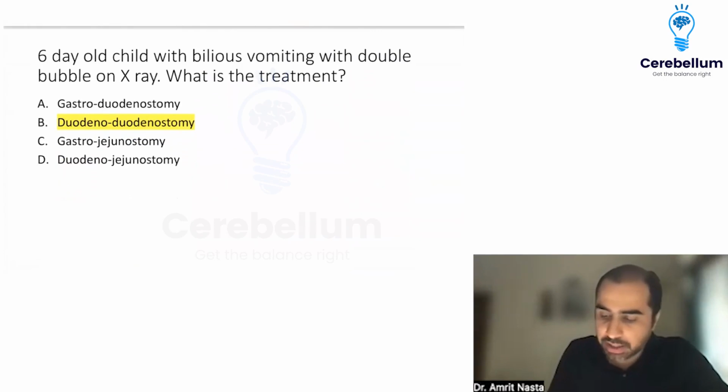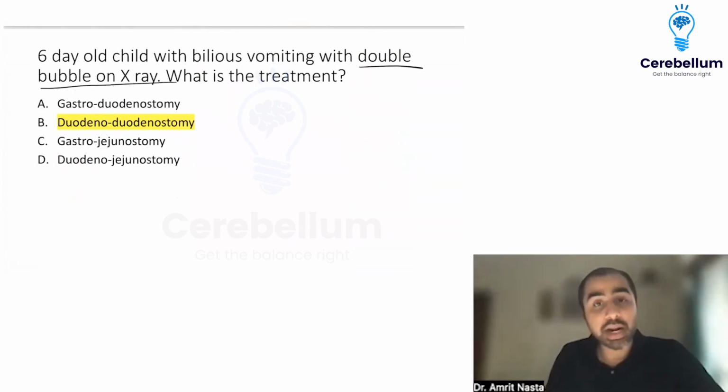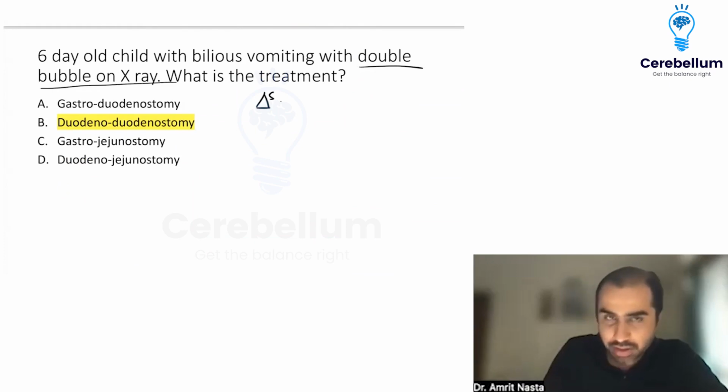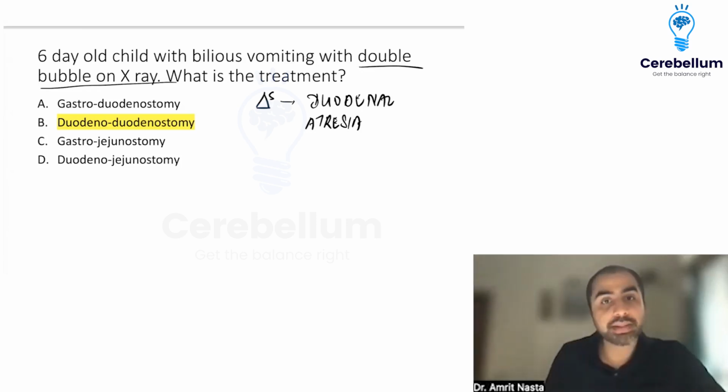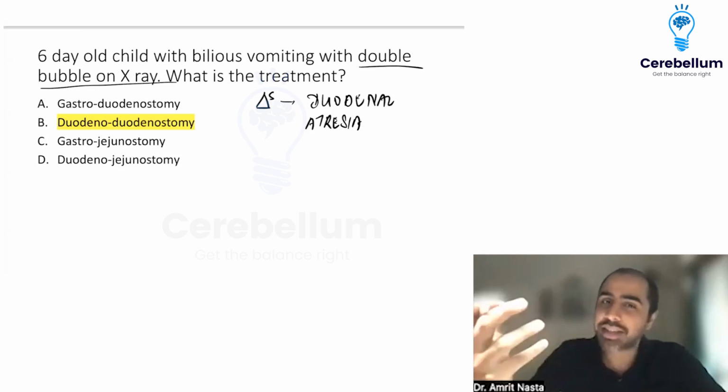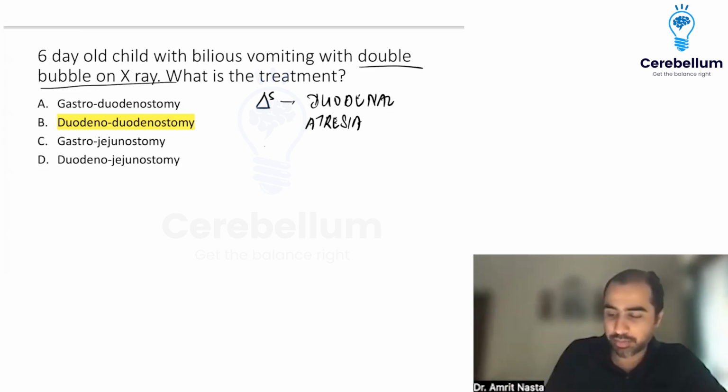A 6-day-old child with bilious vomiting presents with double bubble sign on X-ray. What is the child having? Okay, it was taught in dermatology also by sir, so you were saved. Dermatology benefit. So the diagnosis here, excellent. This is duodenal atresia. Which patients get duodenal atresia? Who gets it? Congenital. No. Who gets it? Risk factor for duodenal atresia. It is associated with which disease?